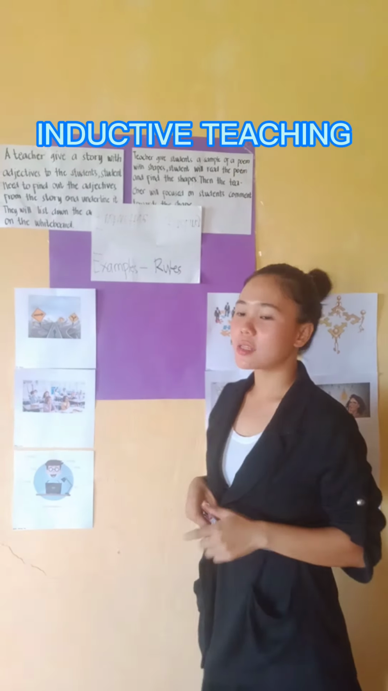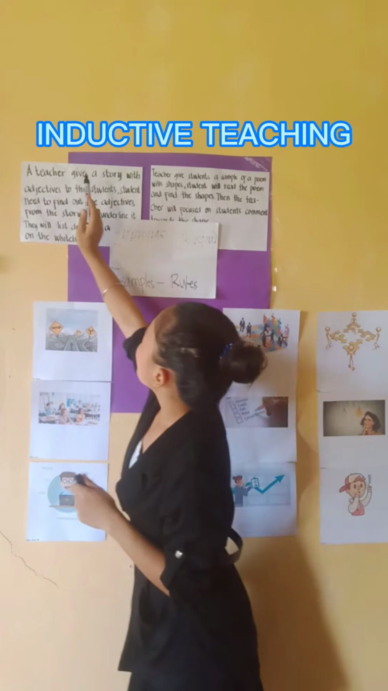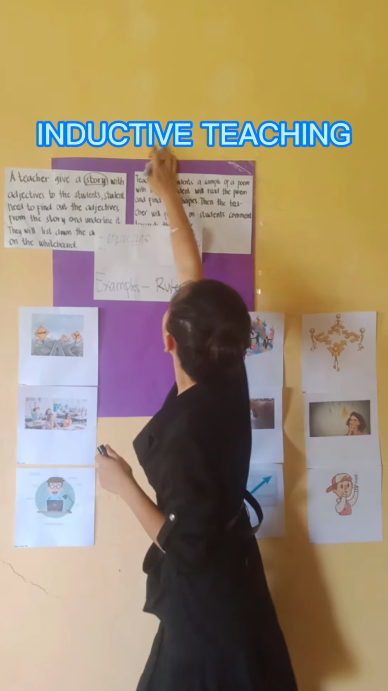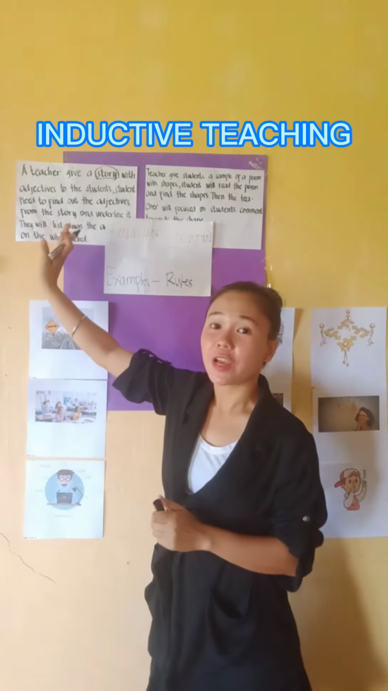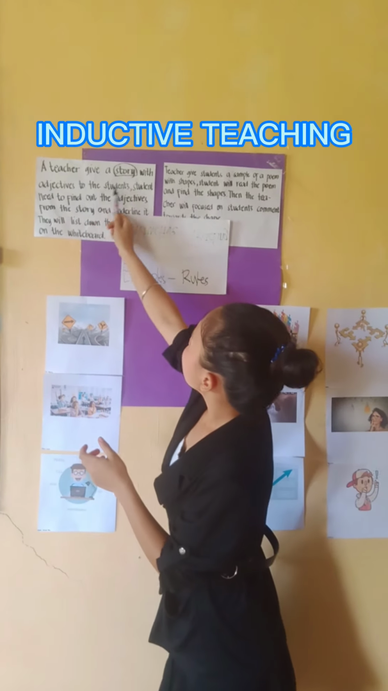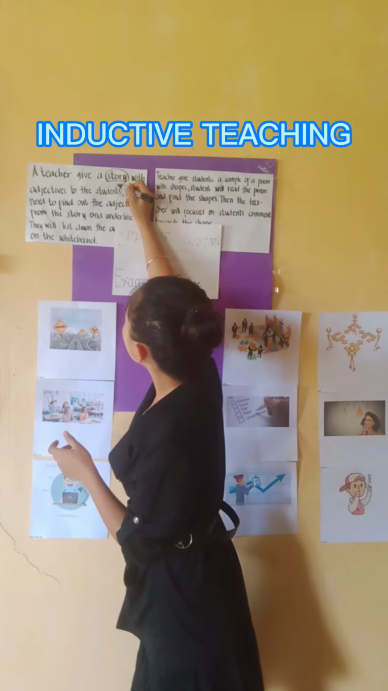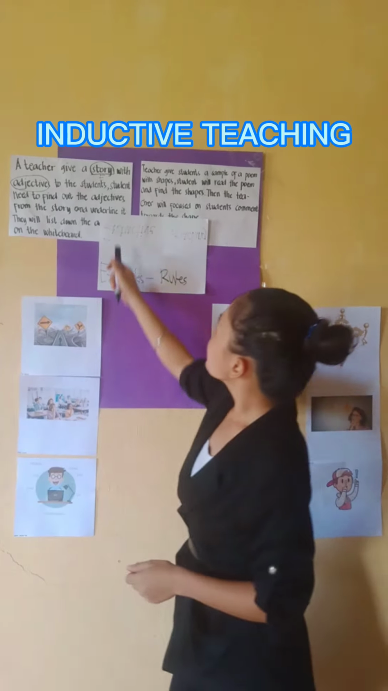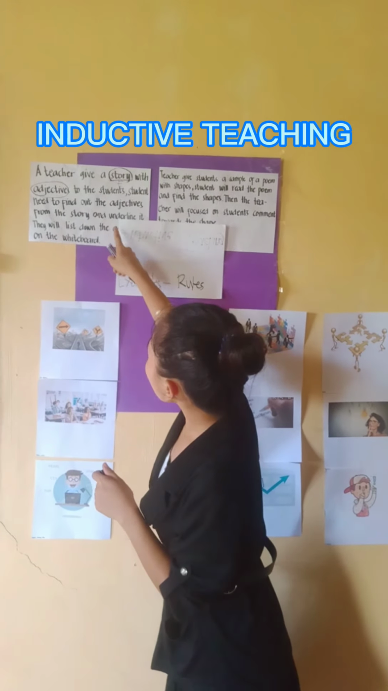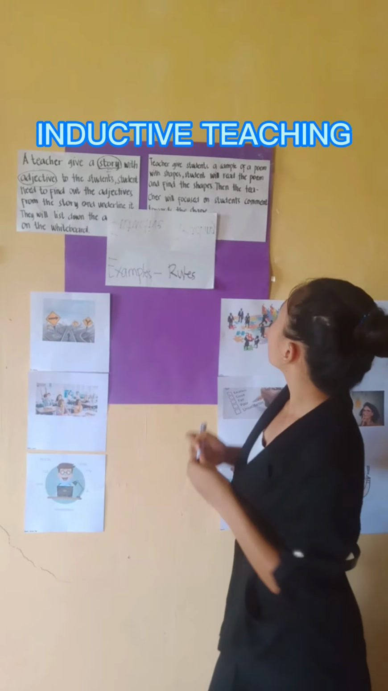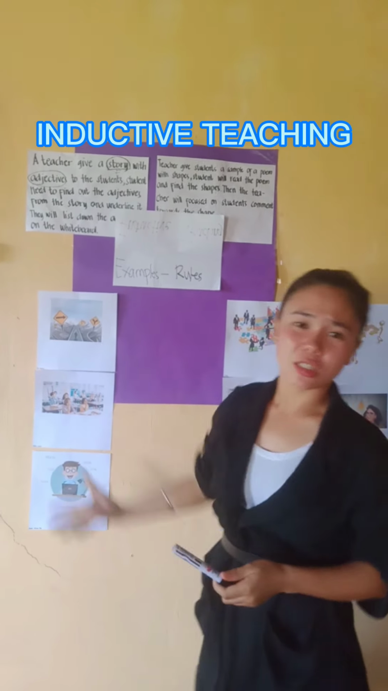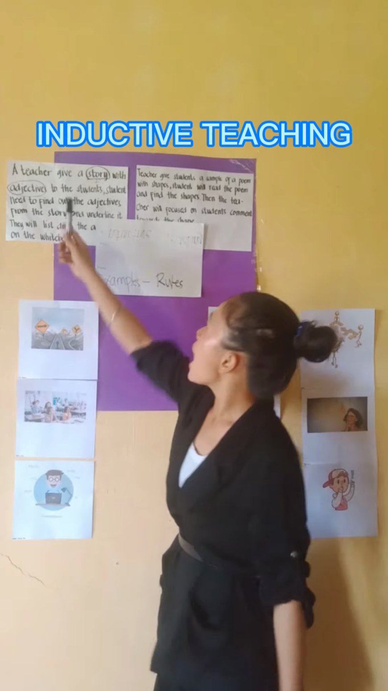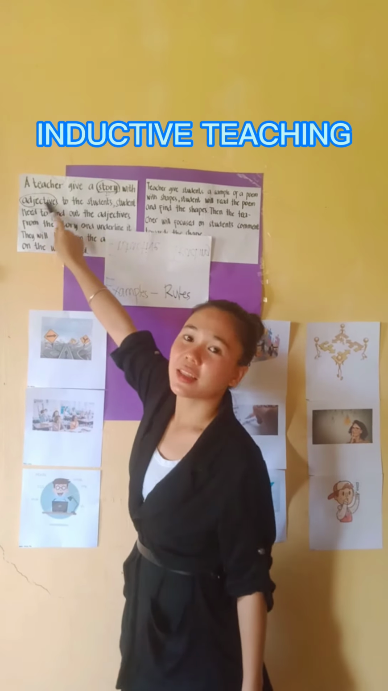Have you noticed in our scenarios that a teacher gave a story, which is the example given to the students, with adjectives? So the adjective here is the topic, and the students will list down the adjectives on the whiteboard. Then they will create their own conclusion, generalization, or hypothesis about the rule, which is the adjective.